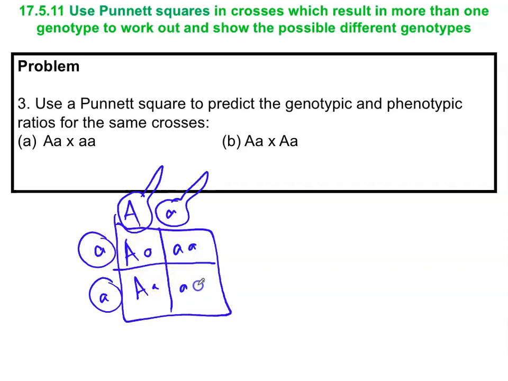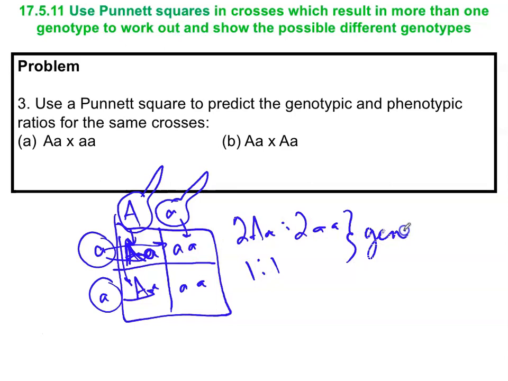If you're wondering where I got those letters from, I'm just matching them up. So little a there, little a there. When you look at this, remember, big A, little a there. You can see again that there's 1, 2, big A, little a, and 1, 2, little a, little a. Again, we can reduce that number. So the genotypic ratio here is a 1-to-1.